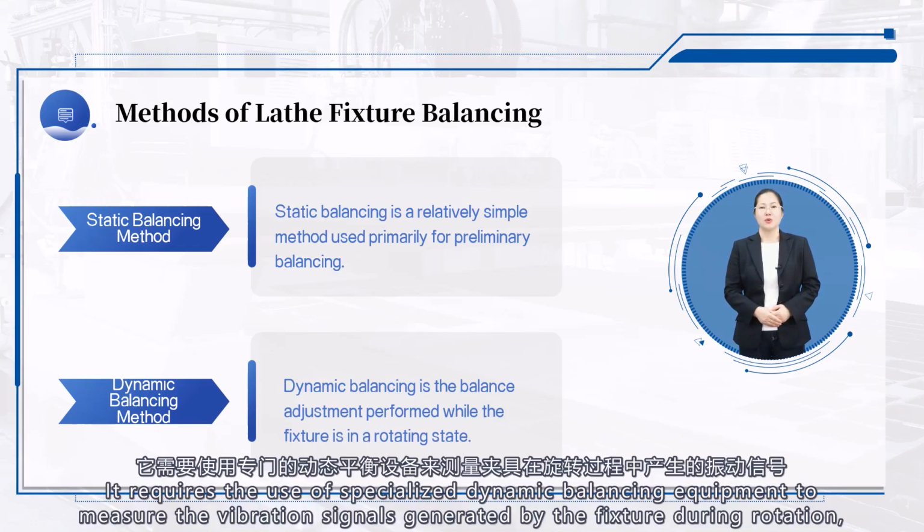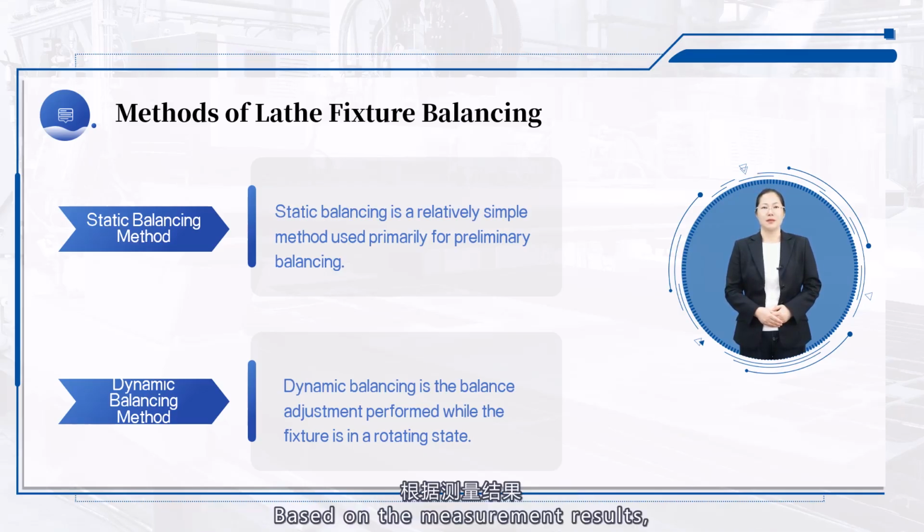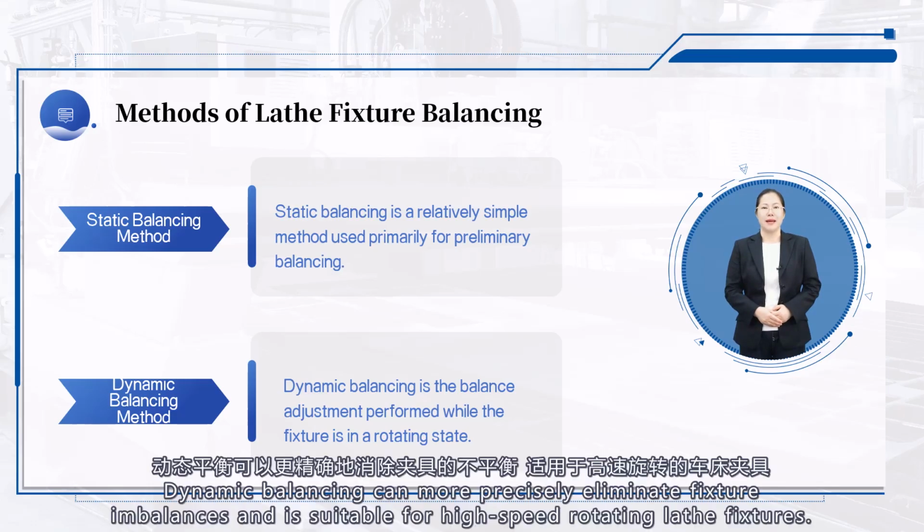It requires the use of specialized dynamic balancing equipment to measure the vibration signals generated by the fixture during rotation, analyzing the magnitude and the location of the imbalance. Based on the measurement results, counterweights are added or removed at the appropriate positions to achieve balance. Dynamic balancing can more precisely eliminate fixture imbalances and is suitable for high-speed rotating lathe fixtures.